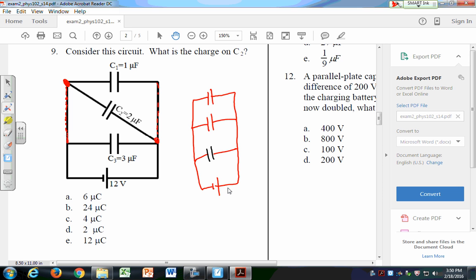And then it becomes pretty simple, because what is the voltage on C2? With all those sections parallel, it'd be 12. Right, it's going to be 12 volts.